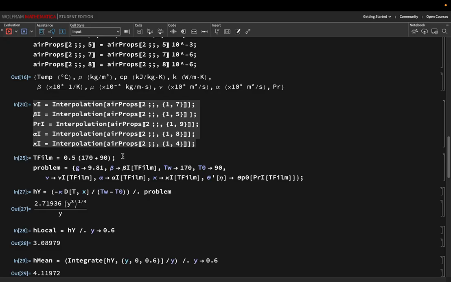So we'll take the problem parameters. The film temperature is half of 170 plus 90, and give all other values. G is 9.81, beta is the beta I, TW is 170, etc. Whatever values are given in the problem, you will take.